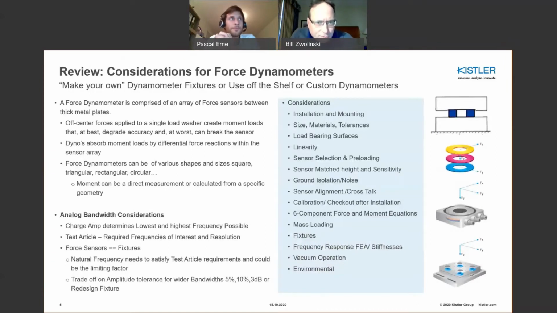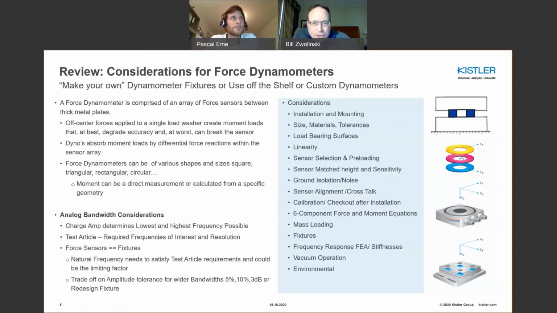The other considerations for force dynamometers, and I do quite a bit of work with various entities around the country, and certainly there's a large interest to use dynamometers, force dynamometers, or make their own for custom applications at the company, or perhaps ask Kistler to make a special one. But fundamentally, a force dynamometer is basically a combination or array of force sensors that are used to distribute the load, the non-axial load, across these sensors.